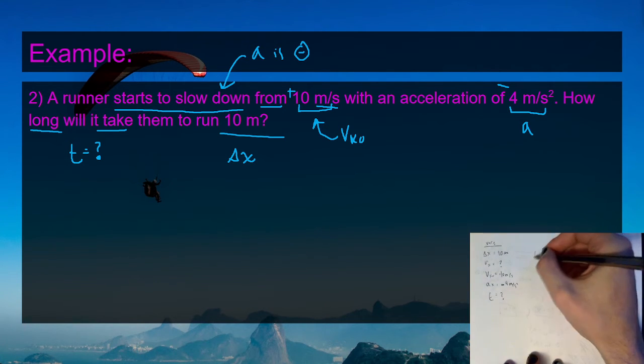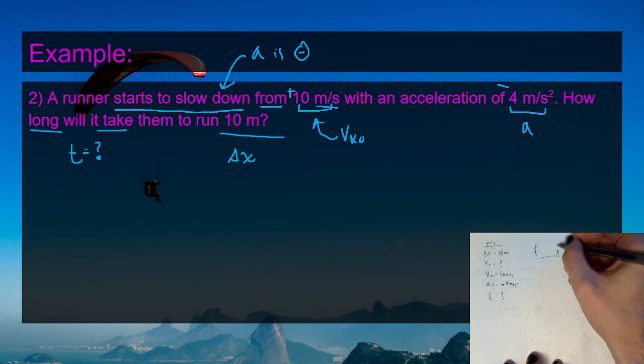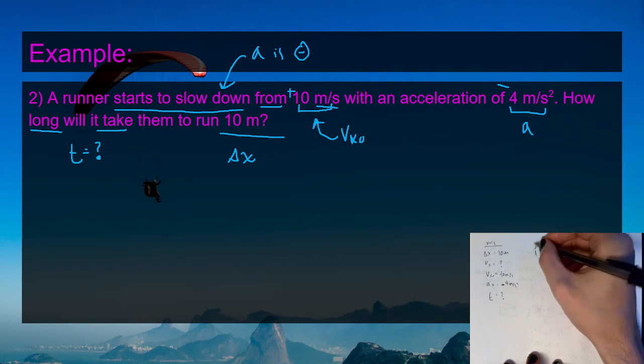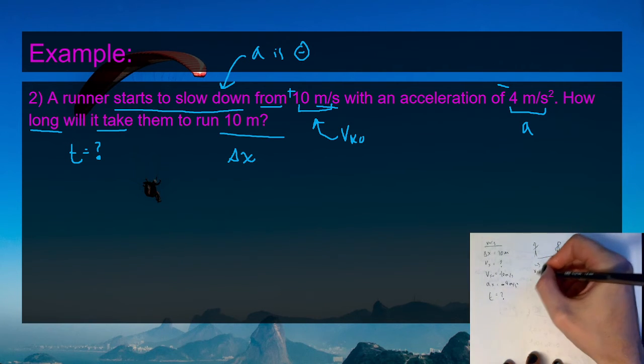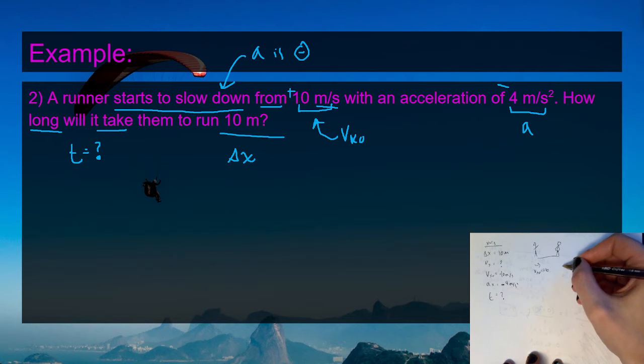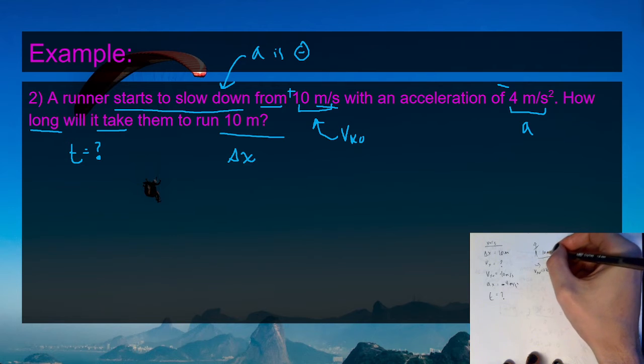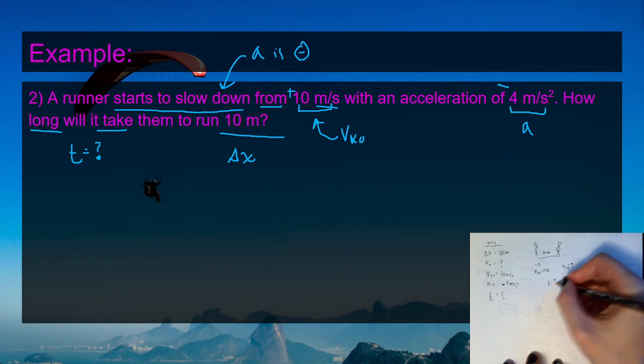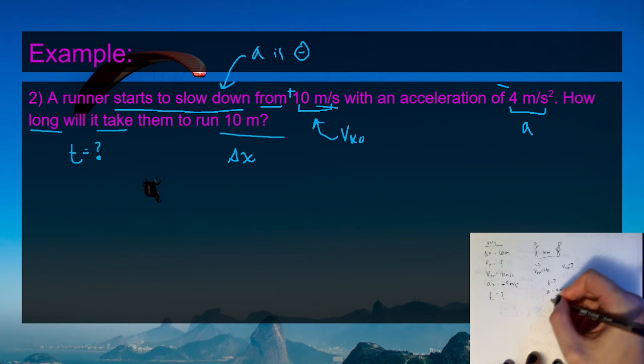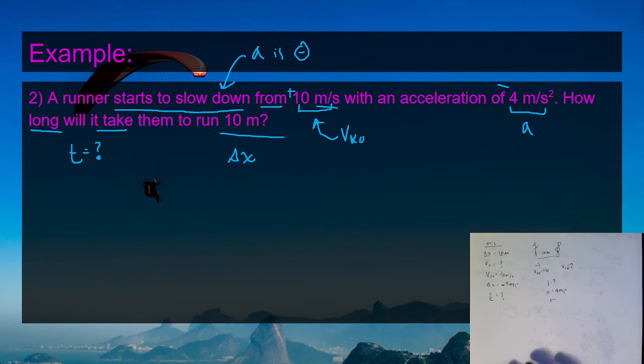Drawing out a little picture of the situation, we've got the person at the beginning, they go a distance, and then over here, they're going a lot slower for some reason. Their initial velocity is plus 10, their final velocity, we don't know, the displacement is 10 meters, the time is a thing we don't know, and the acceleration is 4 meters per second squared, backwards, so I throw the negative on it.